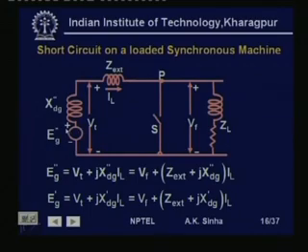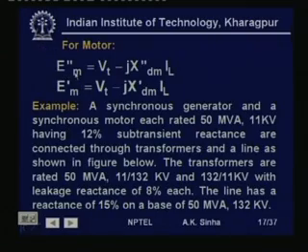So, we need to compute this E_g dash or E_g double dash in this case. Similarly, if it is a motor, then we need to subtract this drop from the terminal voltage to get the internal voltage of the motor. It can be the subtransient or transient internal voltage of the motor. Now, let us take a simple example to illustrate how we can calculate the short circuit current for a small system.